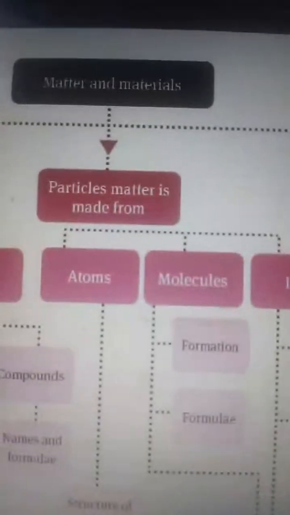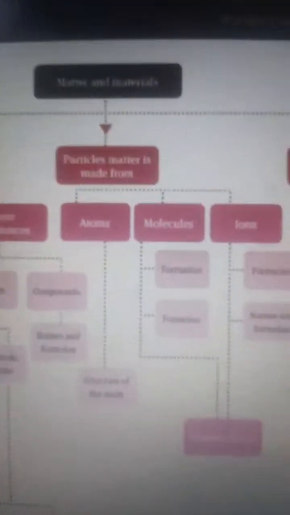So today we're doing grade 10 physical sciences. We're doing matter and materials.